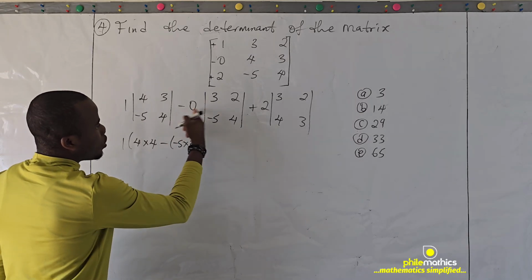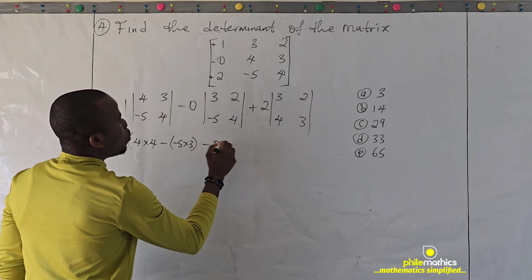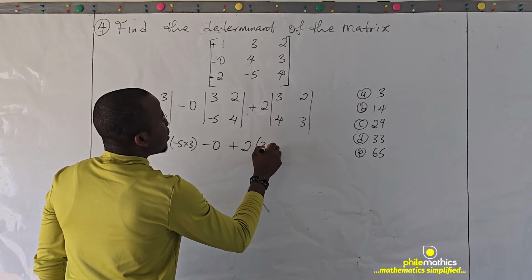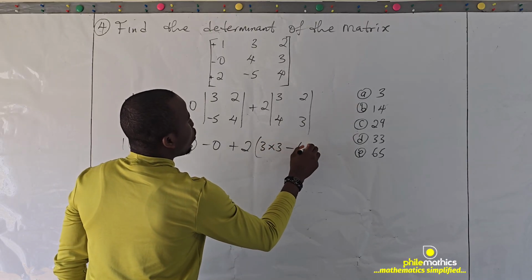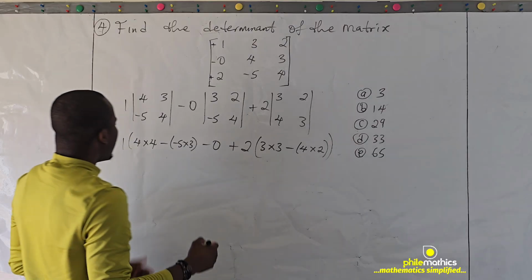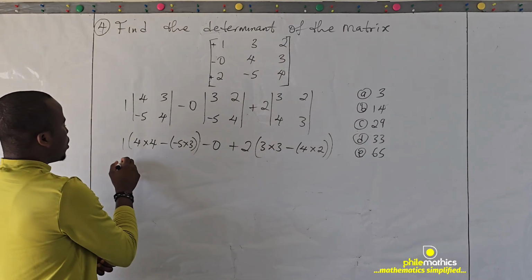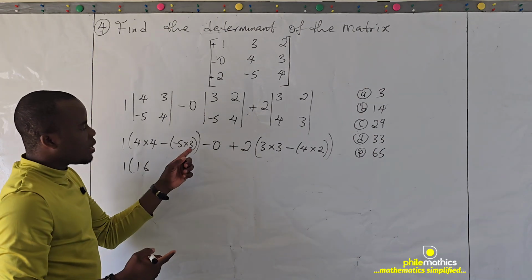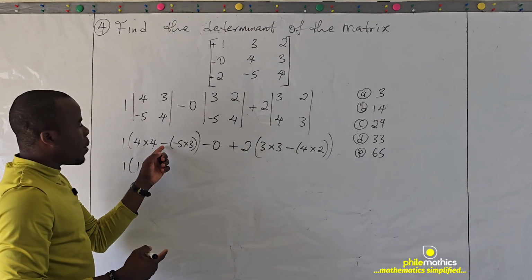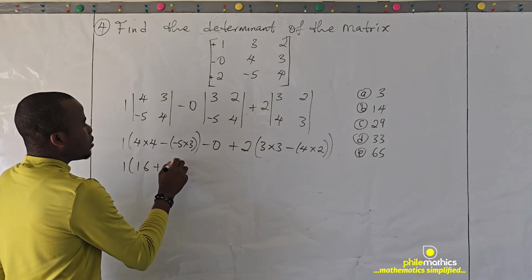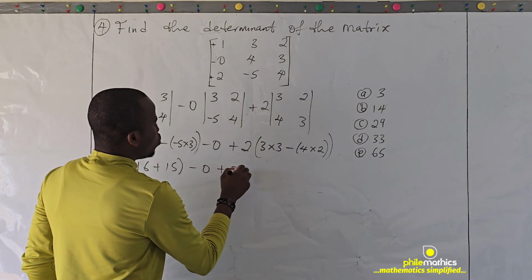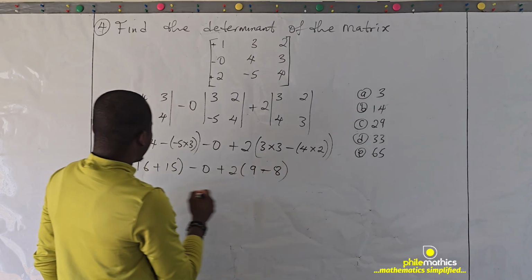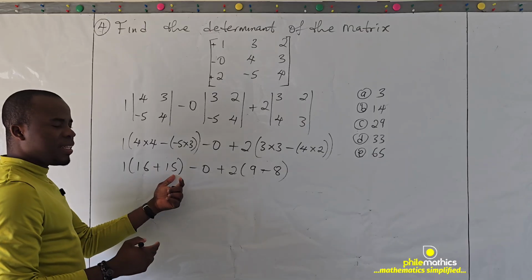This is 0 because this multiplied by 0 is 0. Minus 0 plus 2, 3 times 3 minus 4 times 2. And so let's evaluate. 4 times 4 is 16. Minus 5 times 3 is minus 15. And minus times minus is plus 15. Minus 0 plus 2. 3 times 3 is 9. And 4 times 2 is 8. So 16 plus 15 is 31.